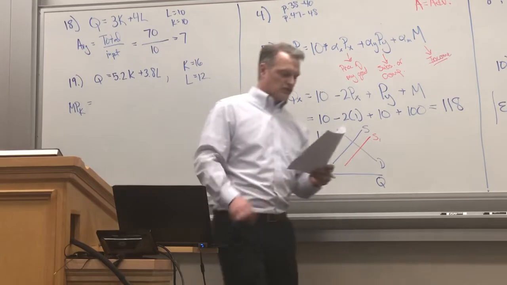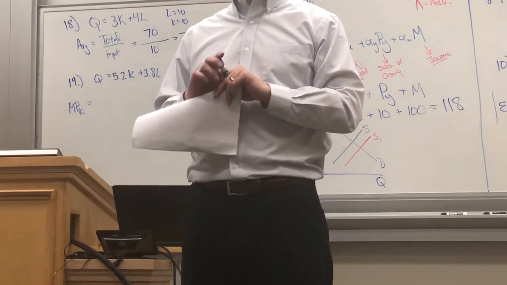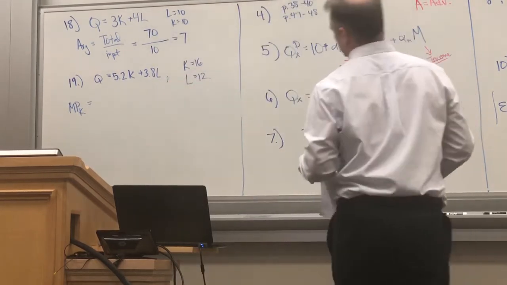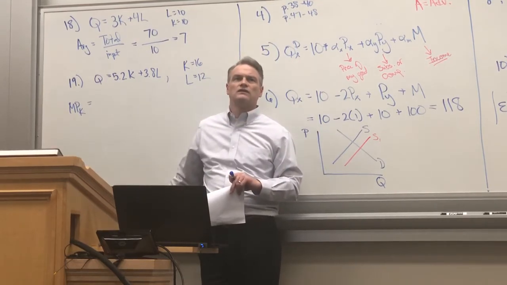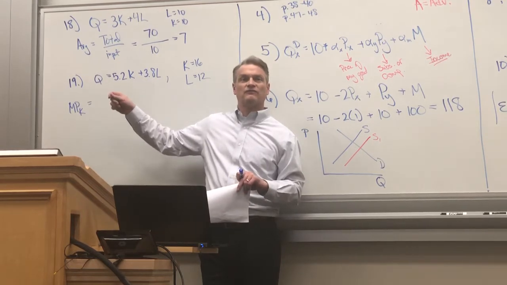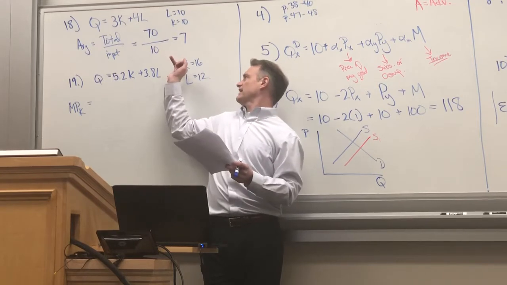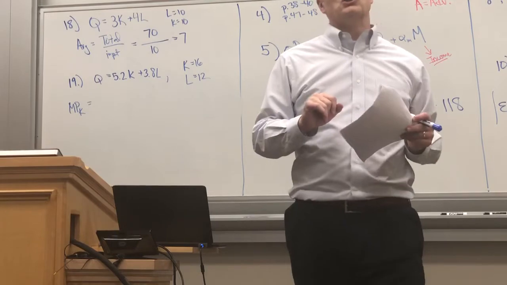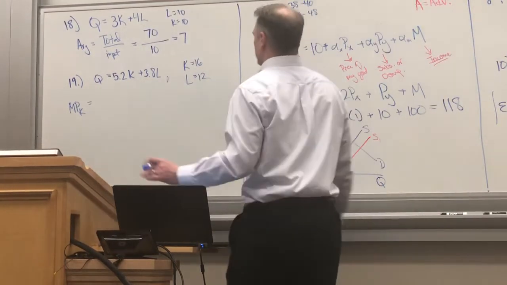Okay, so you're going to be thinking, hey, marginal, that means I'm probably going to be taking the derivative of something. Okay, so if I'm taking marginal product of capital, I'm taking the derivative with respect to K. So it's going to be 5.2. So that's the answer there. Does it matter that I gave you K is 16 and L is 12 there? No, not with a straight line like that, it doesn't.